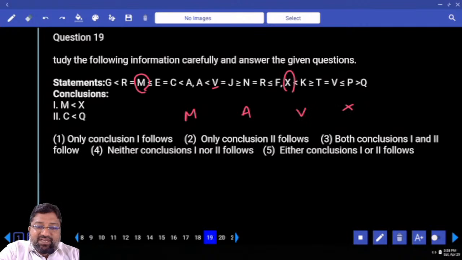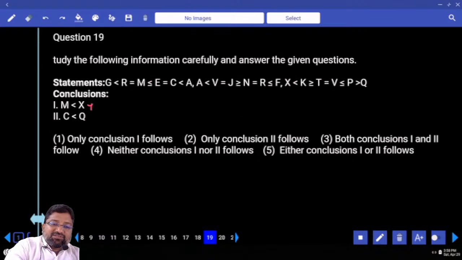Understood? What is the relationship between M and A? M is less than A is less than B. Now V to X, I have a problem. Opposite. Will I get my answer? No. Now C to Q.